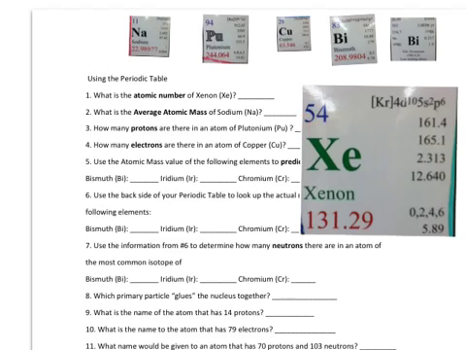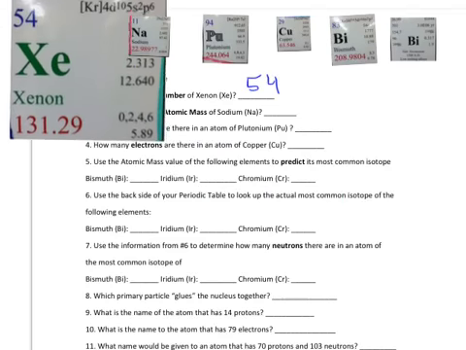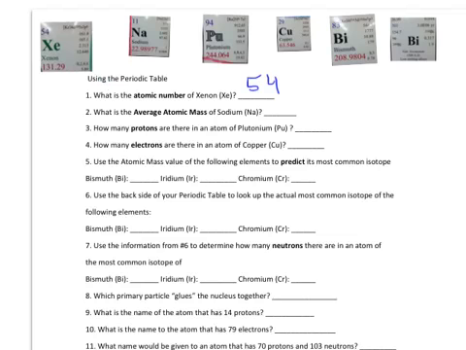So in this case, the answer is, let's do this here, it is 54. So let's move this back to where it was, make it small again. And number 2, what is the average atomic mass of sodium?